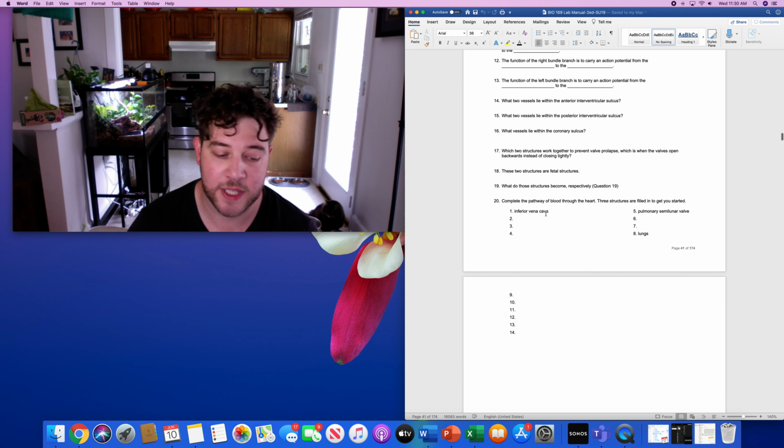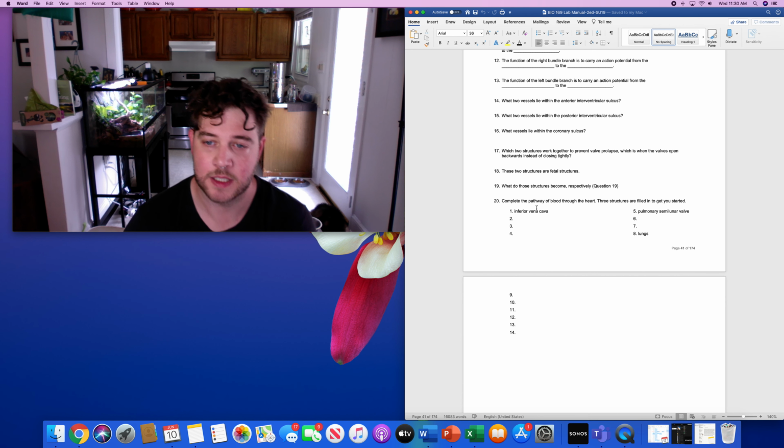Okay, completing the pathway of blood. If you start at the inferior vena cava, you're going to go into the right atria. Then you're going to pass through the tricuspid valve, and then you'll be in the right ventricle. And then you'll pass through the pulmonary semilunar valve into the pulmonary trunk. That's number 6. Let me actually do this.